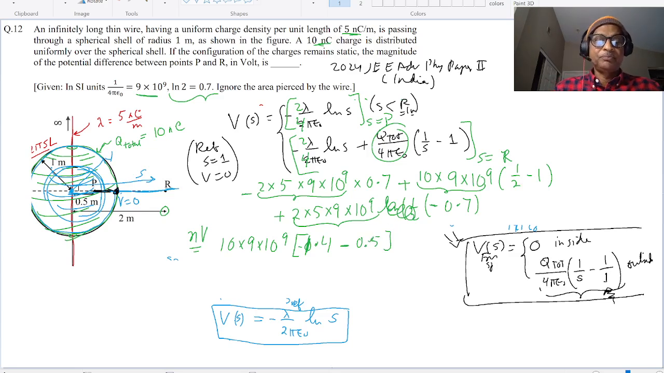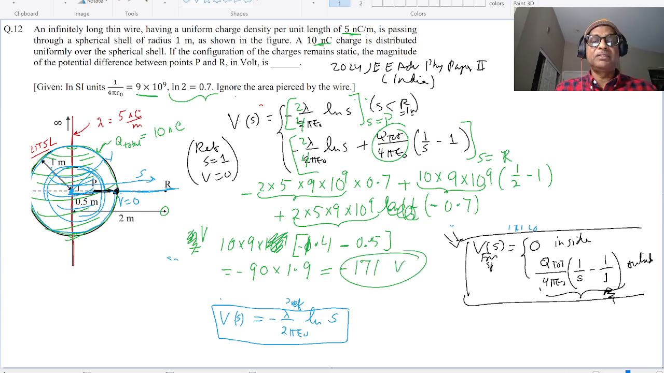Okay, and if you want it in volts, then we have to get rid of this nano. So minus 90 times 1.9. Okay, so I did a quick calculation, and this is minus 171 volts. So that's the answer.